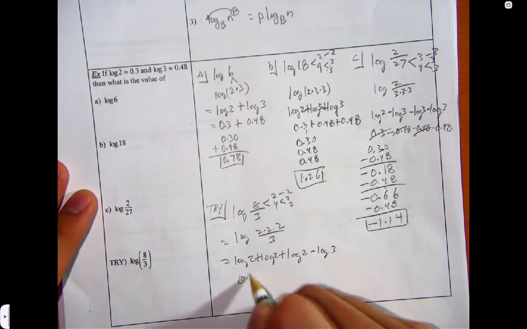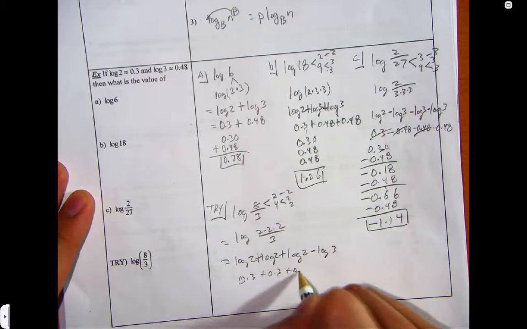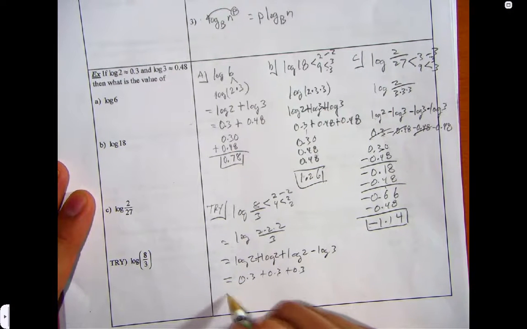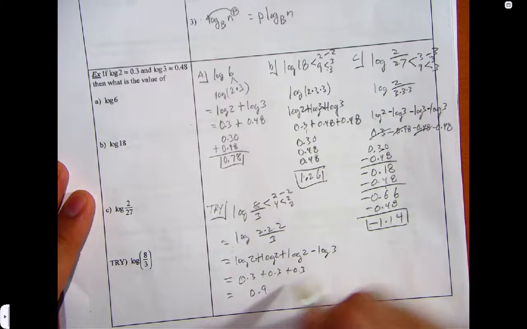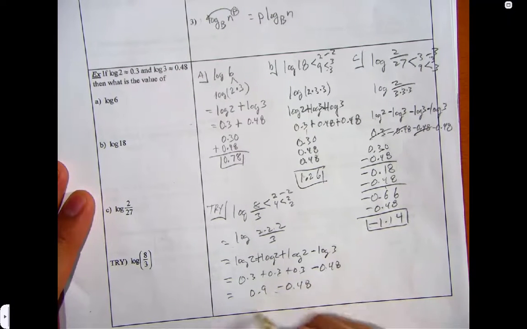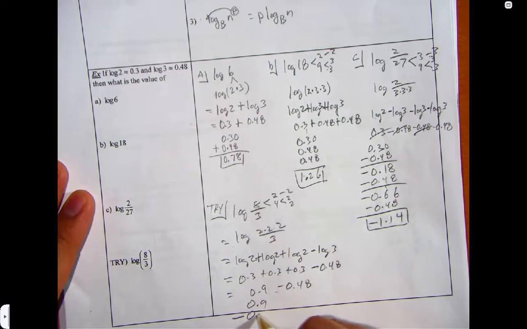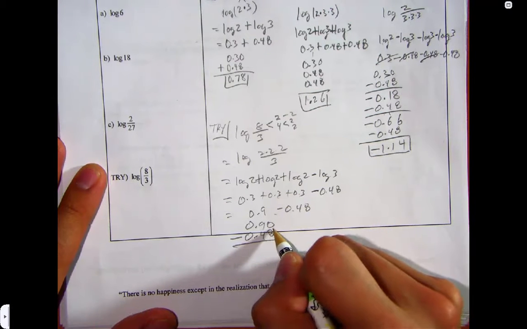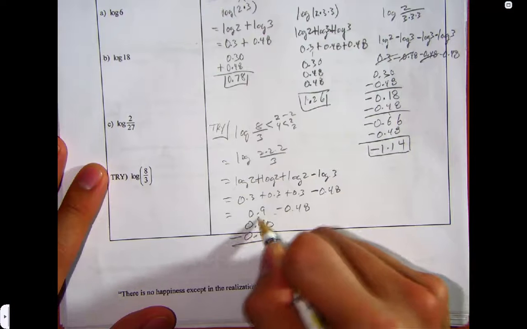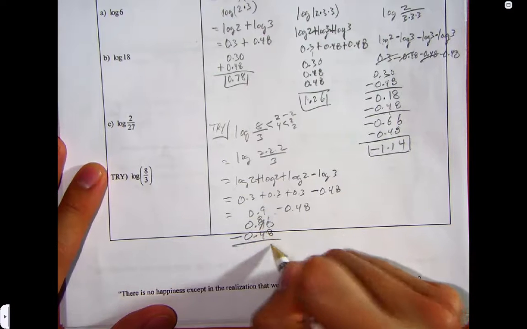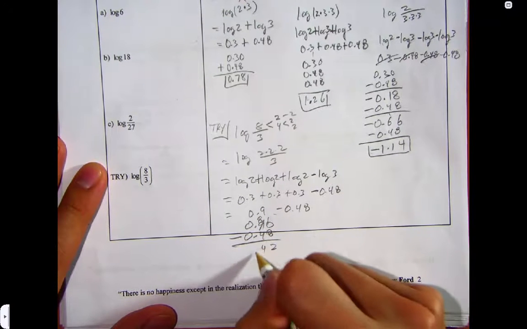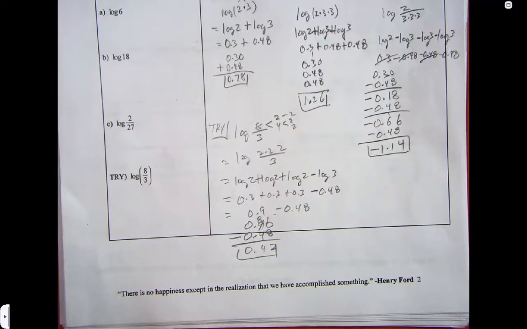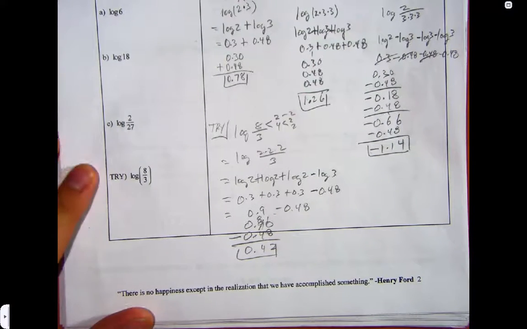Log 2 is 0.3, so I'm going to add 0.3 3 times. So that is 0.9, and I'm going to subtract 0.48. 0.9 is bigger, so I'll write that on top. I'm going to subtract. I can't take away 8 from 0, so I'm going to borrow. 10 minus 8 is 2. 8 minus 4 is 4. So my answer is 0.42. So log 8 over 3 is 0.42.